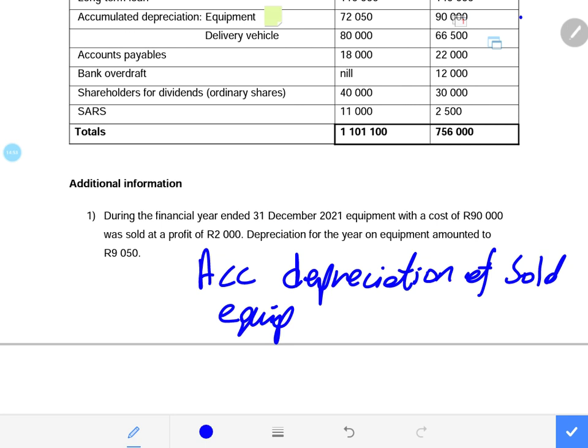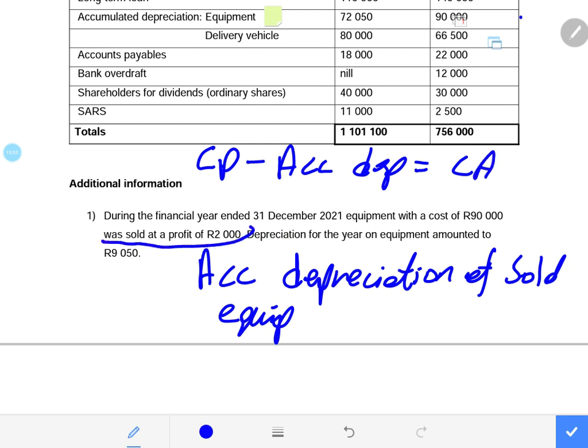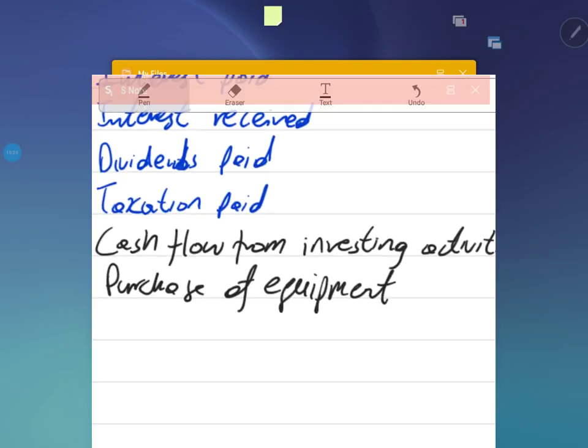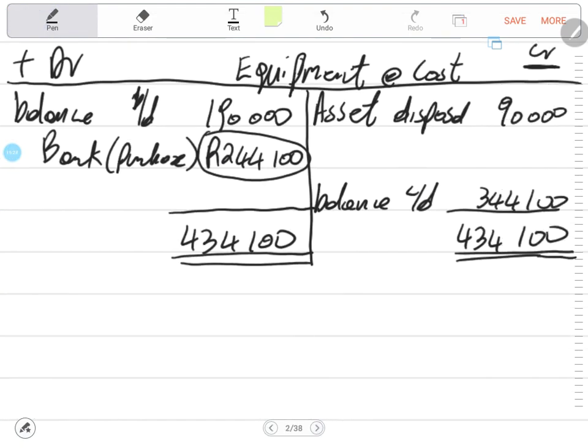The minute we know the accumulated depreciation of the sold equipment, we will be able to say cost price minus accumulated depreciation is equal to carrying amount. Then, carrying amount plus the profit on the sale is equal to selling price. So in this case, we need to open a ledger account called accumulated depreciation, where we will get to know how much is the accumulated depreciation for the sold equipment.